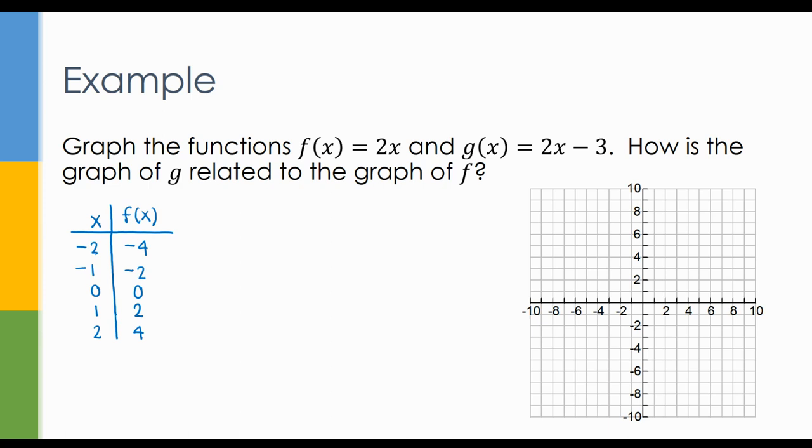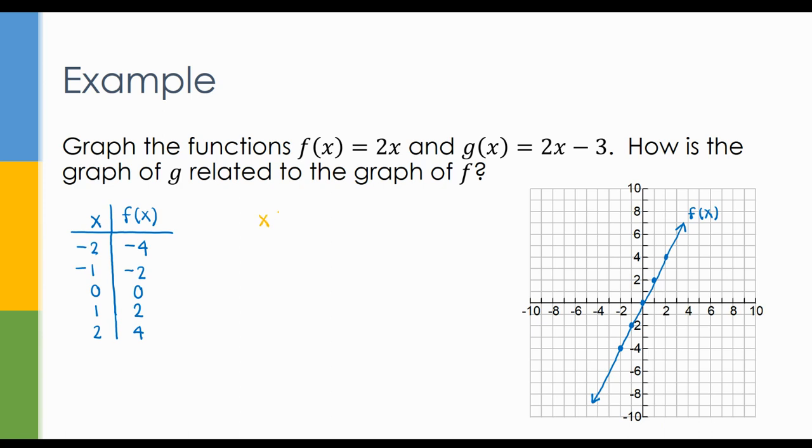So I'm going to plot those points. -2, -4; -1, -2; 0, 0; 1, 2; 2, 4. Hopefully we notice that we do have a line here, which makes sense because that is just an x term, which makes it a linear function. So I'm even going to label that this is f of x. Because we're going to have two graphs, it's going to be important that we label which one is which.